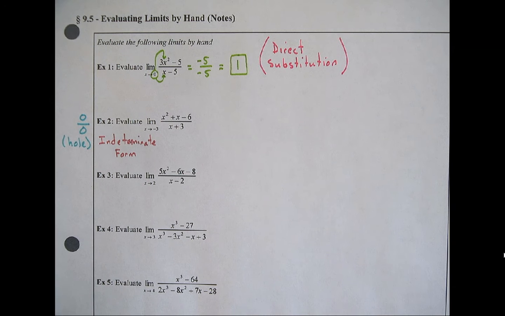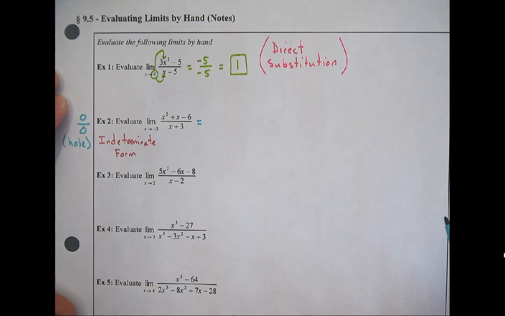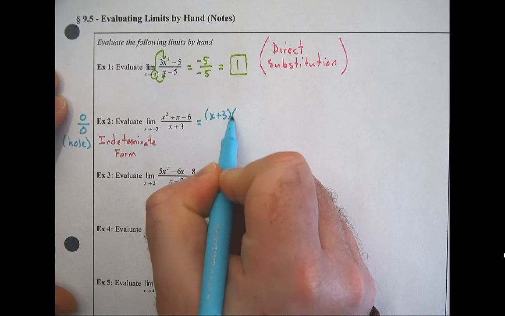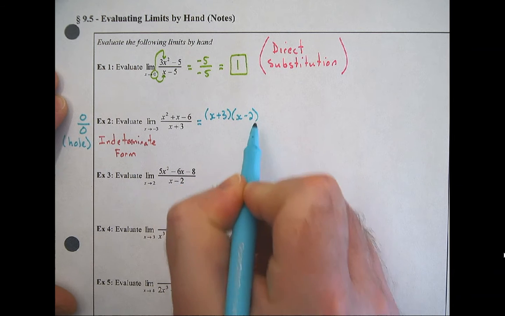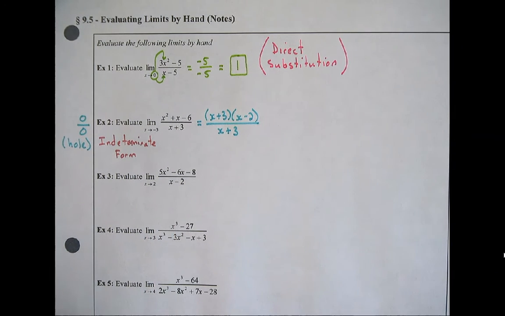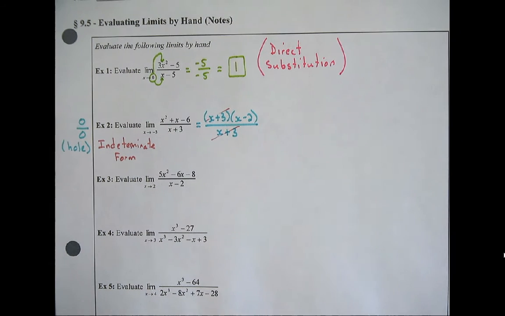Well, as I look at the bottom, there's not really a whole heck of a lot we can do with the denominator, but there is something we can do with the numerator. Hopefully your brain said that we could factor it. So I'm going to factor this into x plus 3 and x minus 2, divided by x plus 3. Lo and behold, what do you notice? x plus 3 divided by x plus 3 cancels. So now we've eliminated the hole.